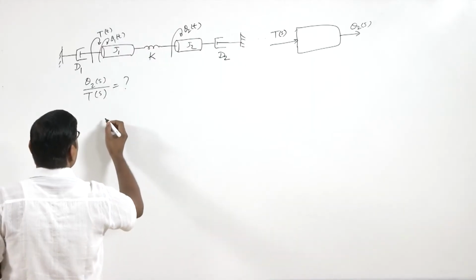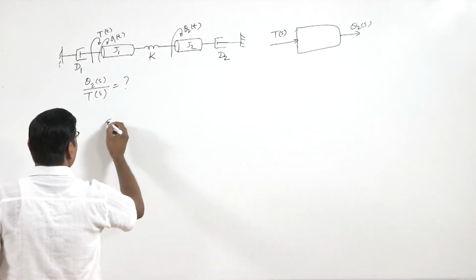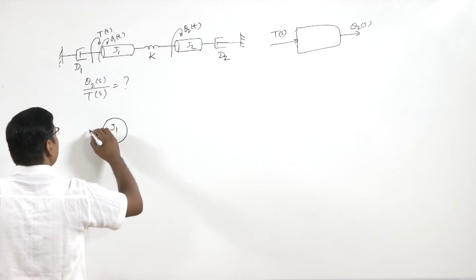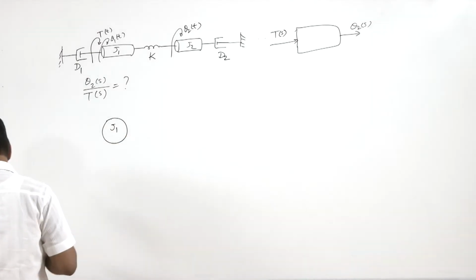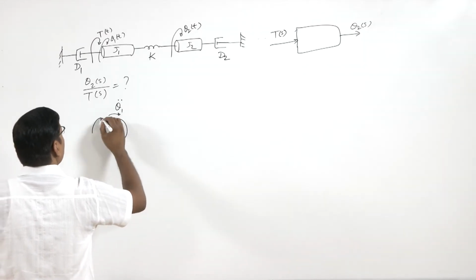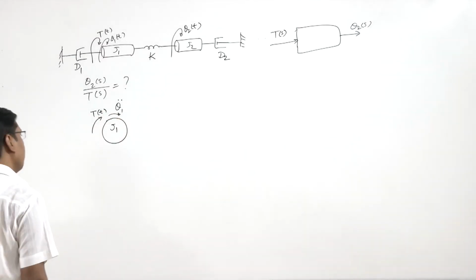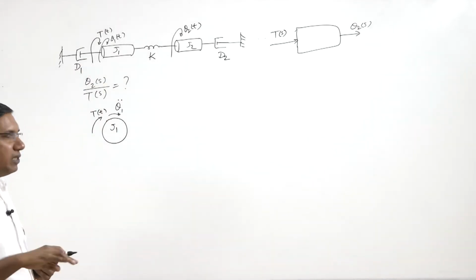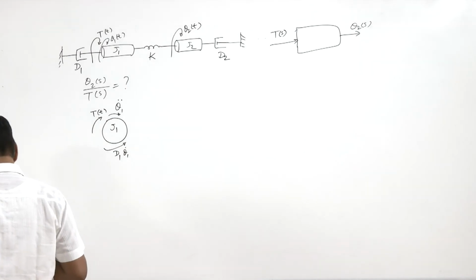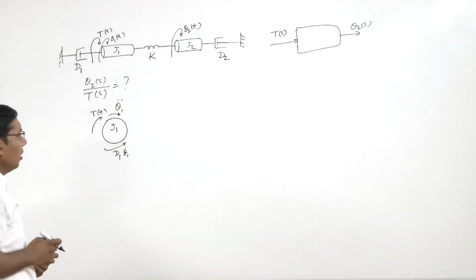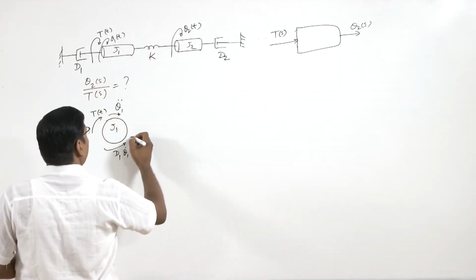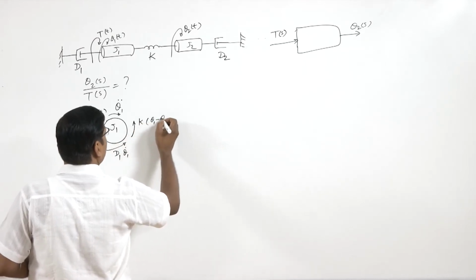Let's say first this inertia J1. Suppose it has theta 1 double dot, this angular acceleration, in this direction, and the torque is applied here in clockwise direction. Now this damper will apply the force in the opposite direction, so anti-clockwise. So this is d1 into theta 1 dot. And this spring is between the two inertias, so the difference of the two, theta 1 and theta 2, and again it will act anti-clockwise: k times theta 1 minus theta 2.